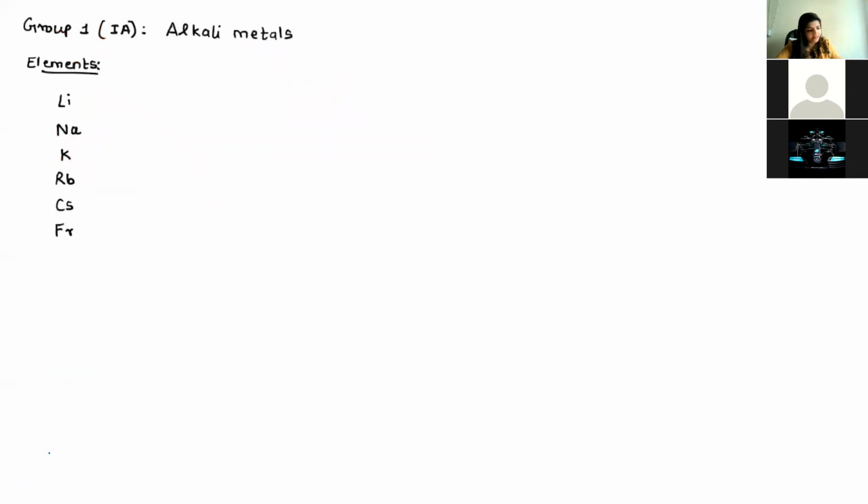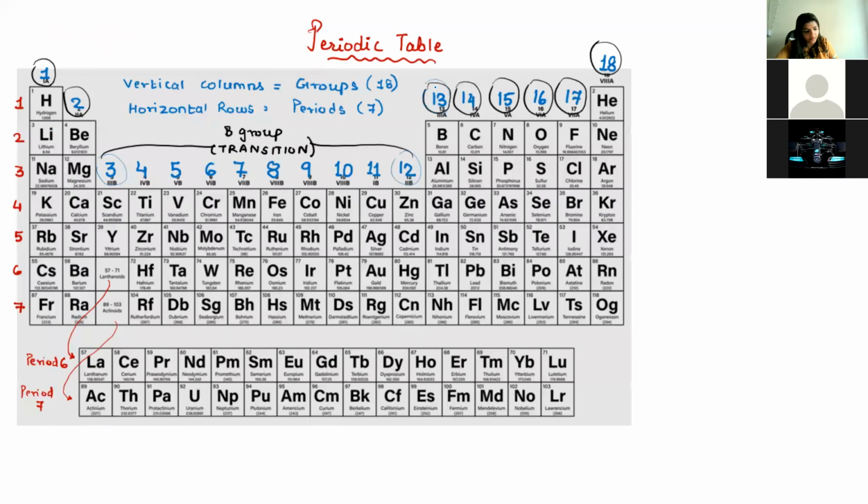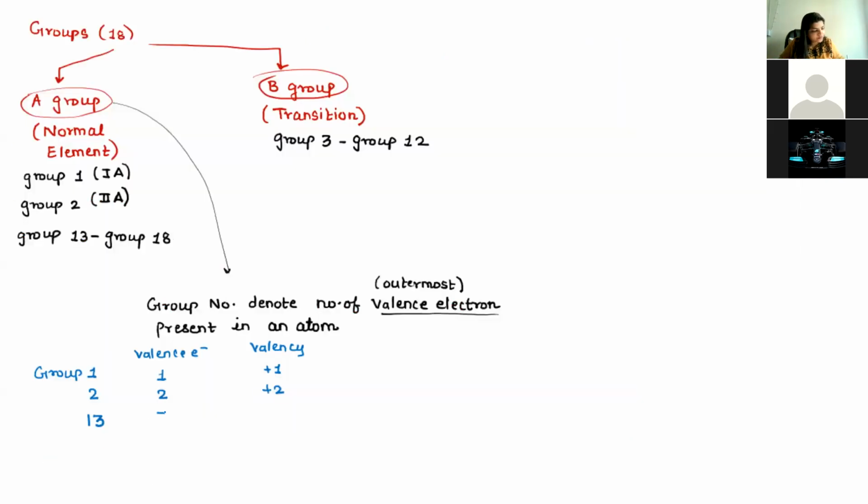So group 13 means we are talking about this group now. I'm going to leave groups 3 to 12, whose characteristics we are going to study later as B group elements. For group 13, the valence electrons will be 3. Remember, 13 group doesn't mean 13 valence electrons. It will be 3 because it is also called group 3A.